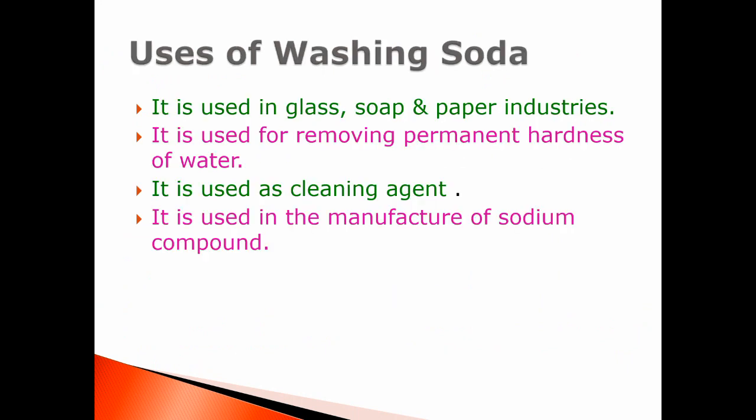Uses of washing soda. Washing soda is used in glass, soap and paper industry. It is used to remove permanent hardness of water and is a very good cleaning agent. It can also be used in manufacture of various sodium compounds. So up to now we have discussed all the important sodium salts in your syllabus. Learn all the preparations and uses as a number of questions are asked in board exam from this topic.